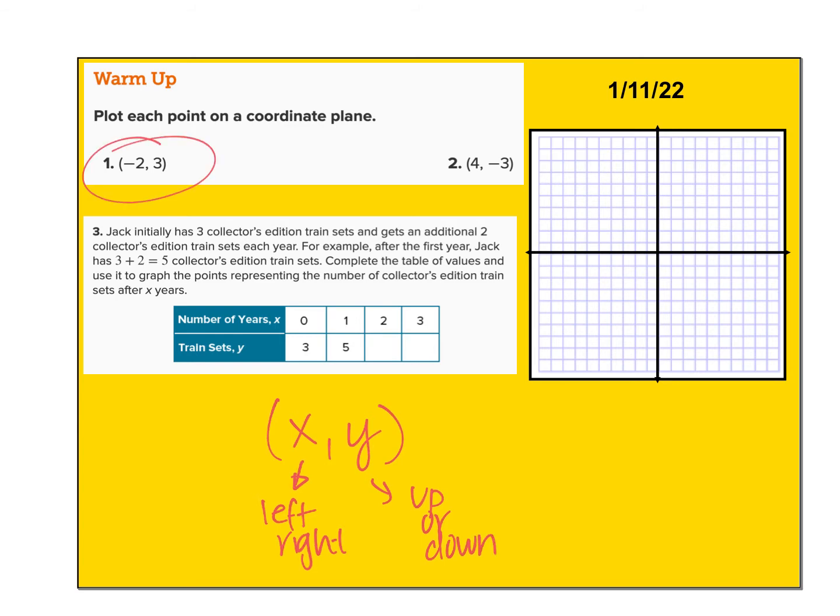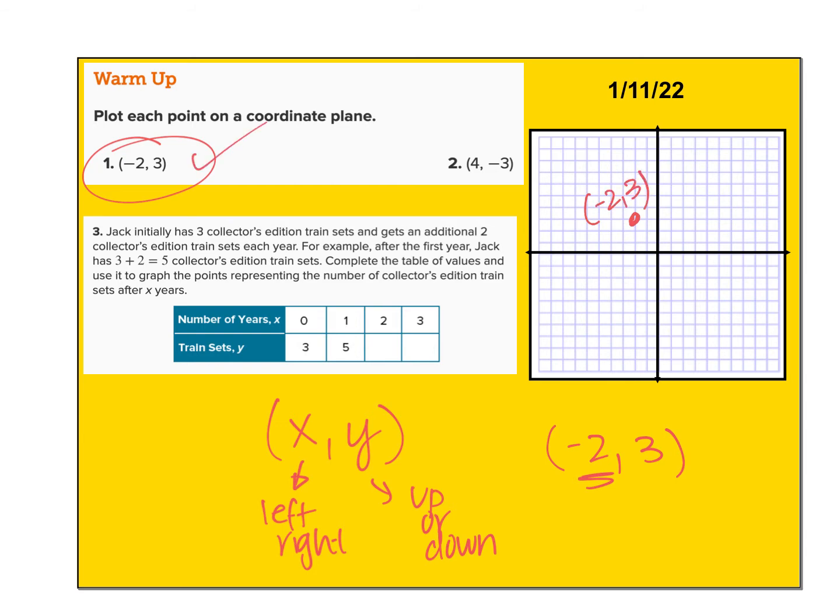Okay, so if I give you this first coordinate, -2, 3. All right, well, my first number tells me left or right. So I'm going to start at the origin. So I'll start kind of right here. And since it's negative, I'm going to go left 2. And then the second number tells me up or down. So I'm going to go up 1, 2, 3. And I'm going to put a point right here. So that is -2, 3.